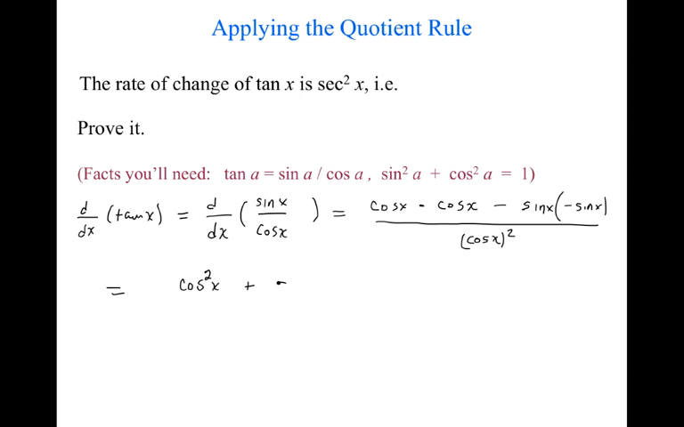Okay, so you said cosine squared, then what? Plus sine squared all over cosine squared. And the numerator will simplify to 1. And that, by definition, secant is 1 over cosine. Secant is 1 over cosine. So 1 over cosine squared is secant squared. Got it.